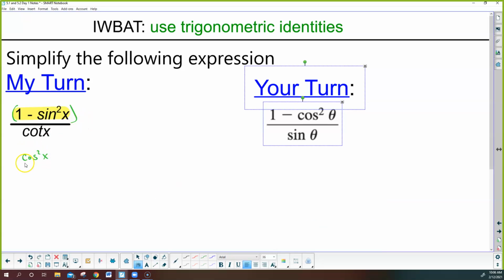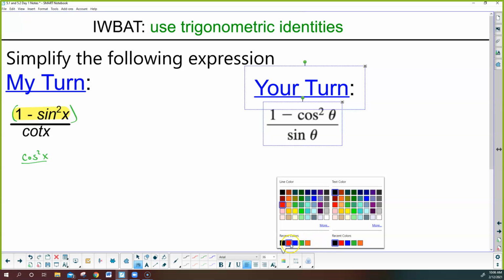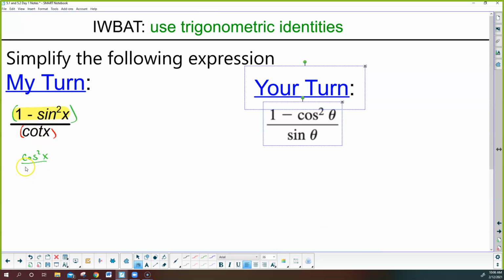That becomes cosine squared. Now, I'm going to show more than I need. If you realize what I'm doing, you might be able to save a step. But then I've got cotangent, and we know what the reciprocal of cotangent is. That is cosine of x over sine of x.